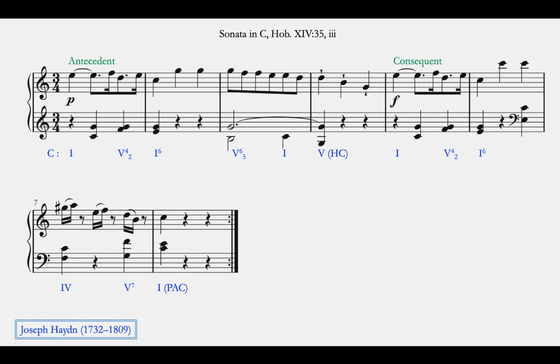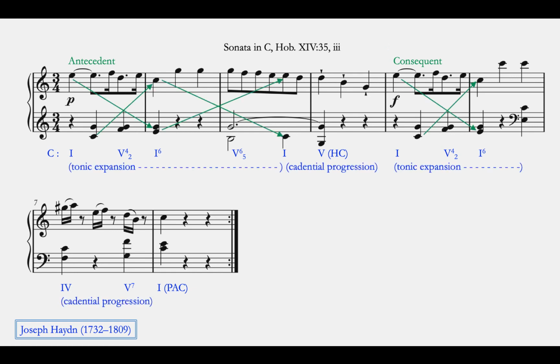So a more complete analysis could look like this. Both the antecedent and the consequent phrases begin with tonic expansions and end with cadential progressions. The tonic expansions involve inverted chords. For instance, in the antecedent, we move from 1 through 5-4-2 to 1-6. Going from 1 to 1-6, the outer voices exchange the notes C and E. Then we move from 1-6 through 5-6-5 to 1, and the outer voices once again exchange the notes C and E. Then we have root position 1, root position 5 for our cadential progression leading to the half cadence.